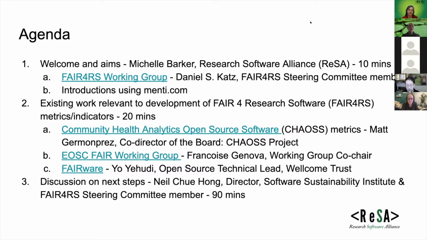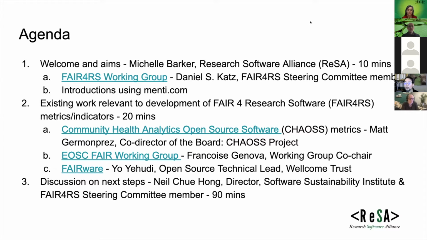For about 20 minutes, we will have 3 talks that will help set the scene. First of all, we have a talk from CHAOS, the Community Health Analytics Open Source Software Group, who can give us some advice, some examples of how software metrics are being created and as a building block if we want to go ahead with this endeavor.